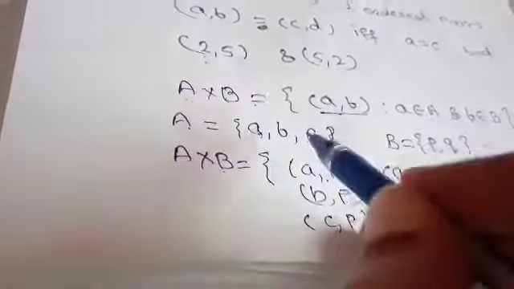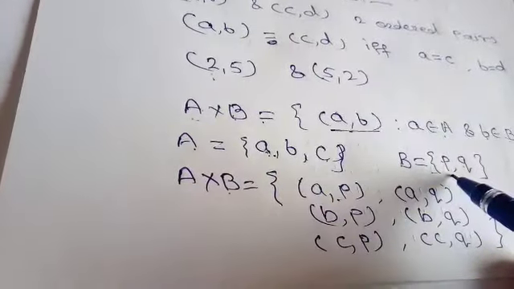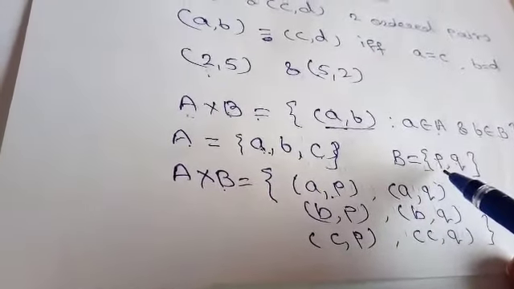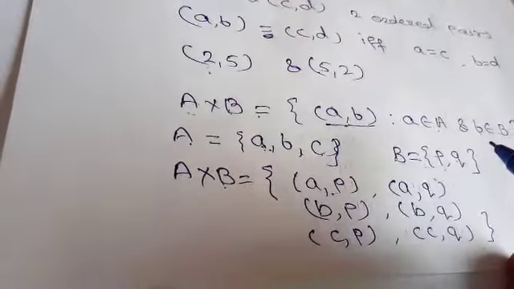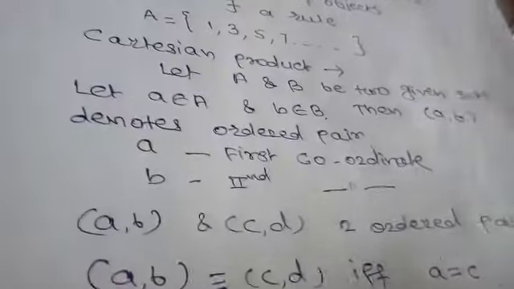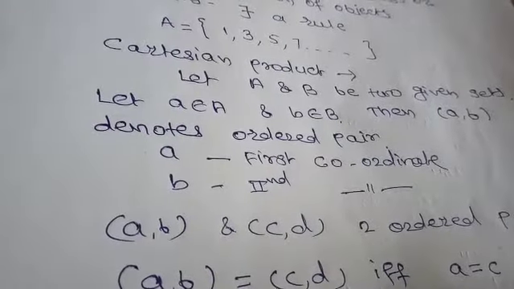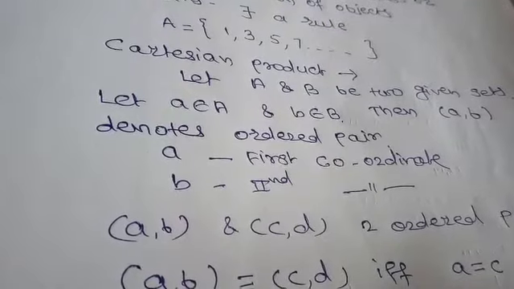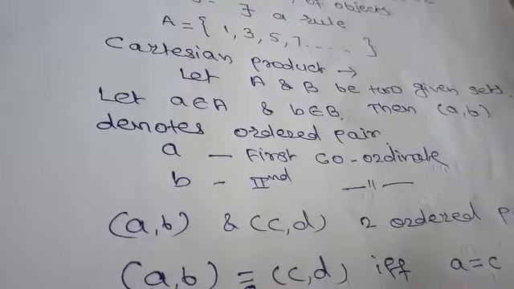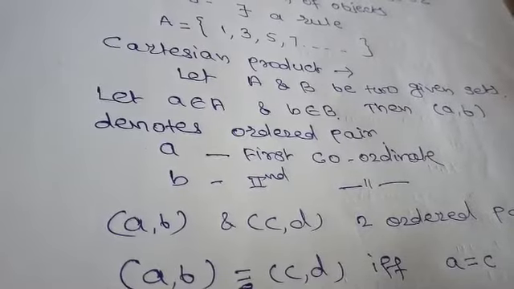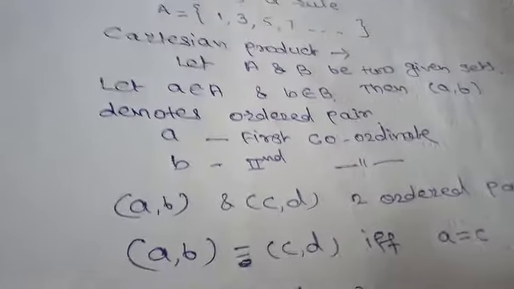Now there are 3 elements in set A and there are 2 elements in set B, and in the Cartesian product A cross B there are total 6 elements. Okay. Now this is the definition of Cartesian product. We have to select two sets A and B, and the ordered pairs formed by using the elements of A and B form a Cartesian product. Okay. Thank you.